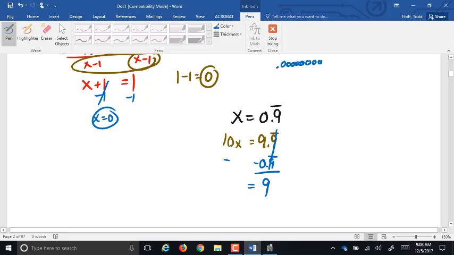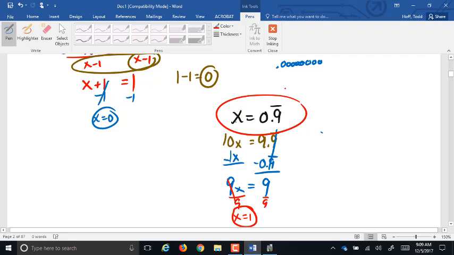Well, on the other side, I'm going to subtract the same thing, only since x equals that, I'm going to subtract x over there. 10x minus 1x is 9x. If I divide by 9, x equals 1. So here's a case where x equals 0.9 repeating, and then I later get x equals 1, and it is true. 0.9 repeating does equal 1. They have the same value. Any questions?